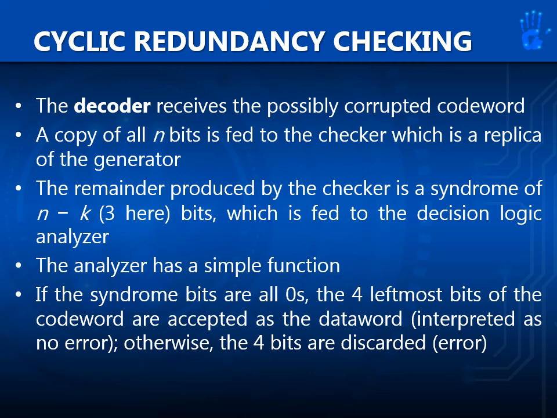If the syndrome bits are all zeros, in this example, the 4 leftmost bits of the code word are accepted as the data word, interpreted as no error. Otherwise, the 4 bits are discarded because there is a detected error.